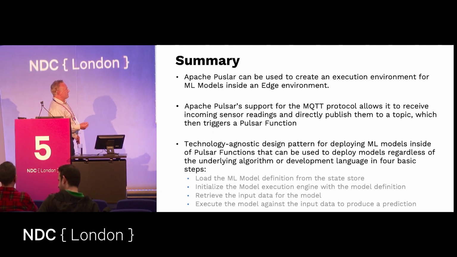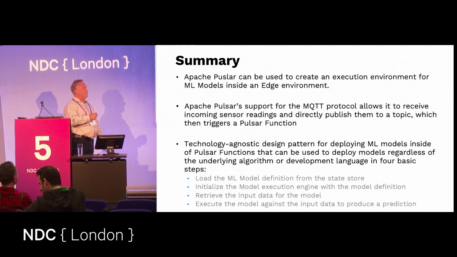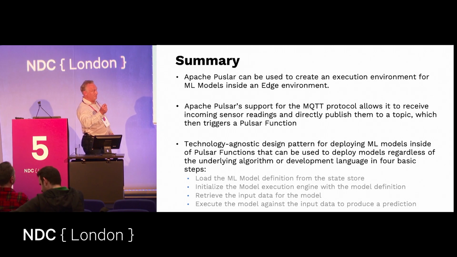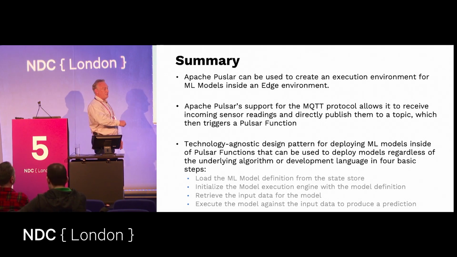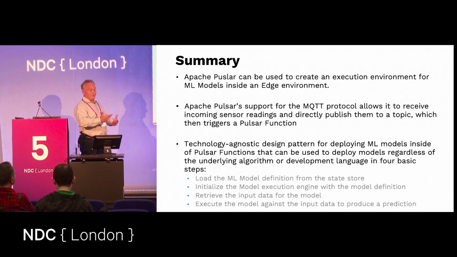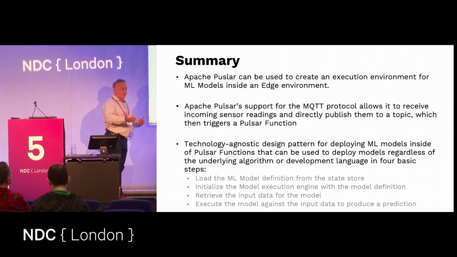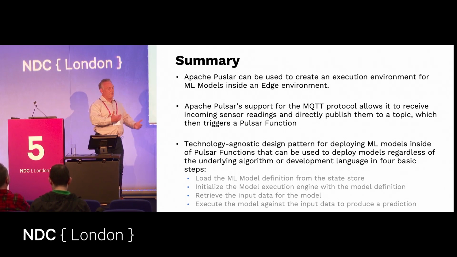Apache Pulsar can be used to create an execution environment for machine learning models on the edge. That's unique. Its architectural differences make it so that you can push all this logic I just showed you down as close to the events as possible. It has the MQTT protocol, so it allows you, at least for an IoT thing, to receive those events in a native format, again using the pub/sub model.